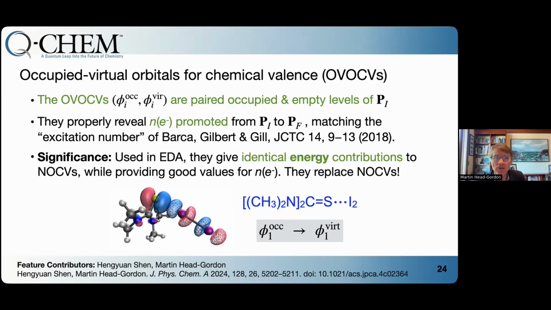So the NOCVs do not properly reveal the number of electrons promoted when you do something like allow charge transfer versus forbid it. It's well known that the NOCVs substantially overestimate charge transfer. But the OVOCVs give you the correct Hilbert space picture of the number of electrons promoted, and it actually matches my friend and collaborator and Q-Chem founder, Peter Gill, his definition of the excitation number that they published in 2018.